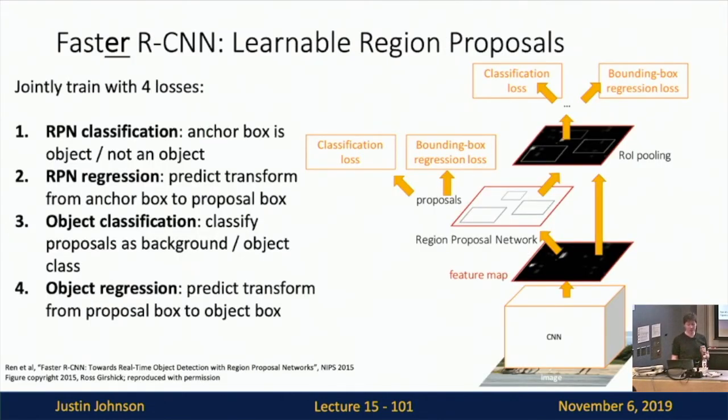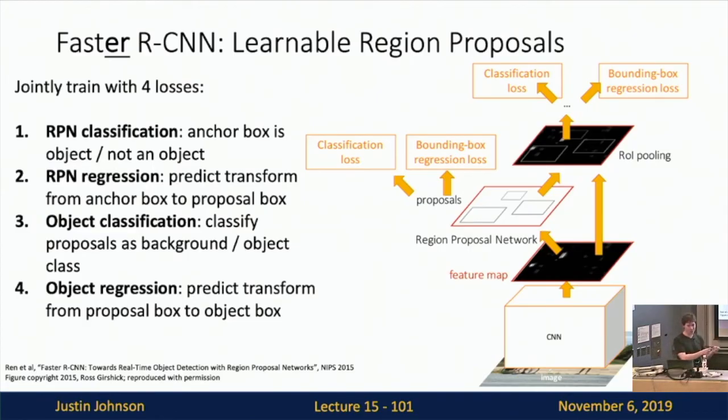Okay, so that gives us this full Faster R-CNN method that now has 4 different losses that we need to train this thing for. In the region proposal network, we have 2 losses. We have a classification loss that is classifying the anchor boxes as being object or not object. We have the regression loss in the region proposal network, which is outputting transformations from the raw anchor positions into the region proposal positions.